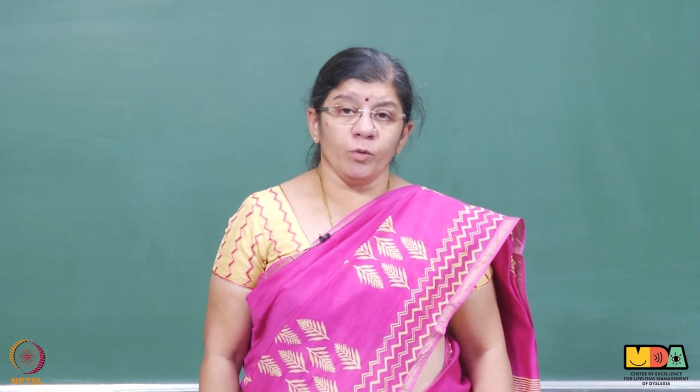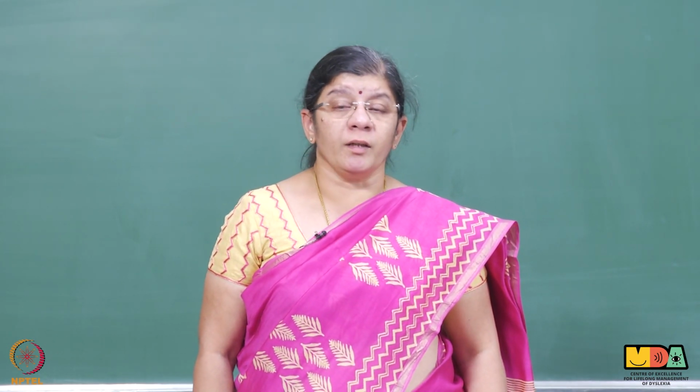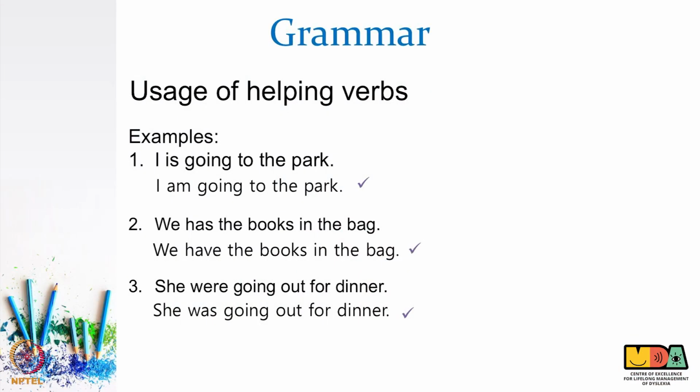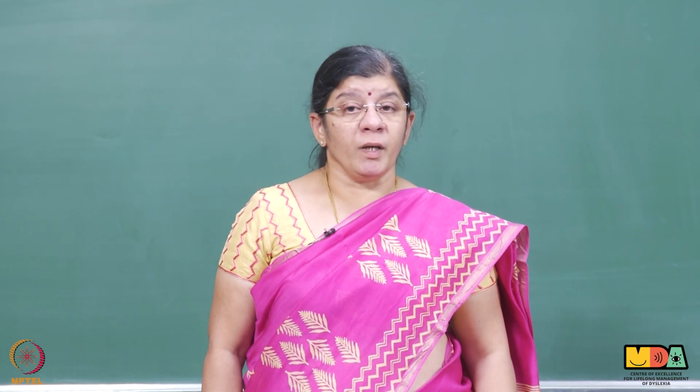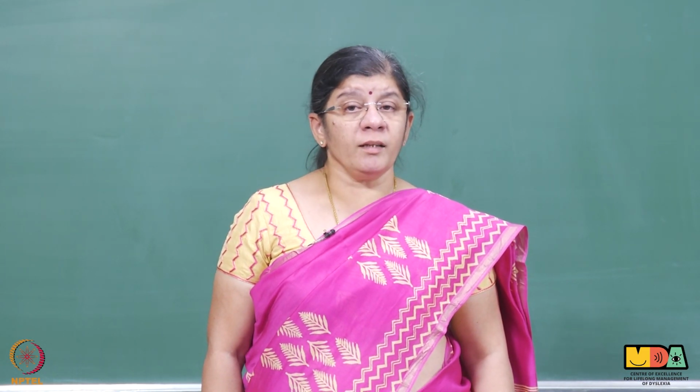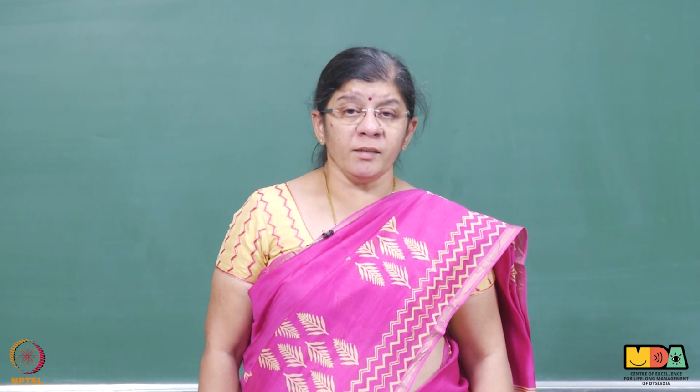Now, let us look at a few examples where a child with specific learning disability tends to make mistakes with helping verbs. "I is going to the park." Actually, the correct sentence needs to be "I am going to the park." The child in this sentence did not know to use the appropriate helping verb and hence has made a mistake. The English language is very challenging as it has many exceptions.